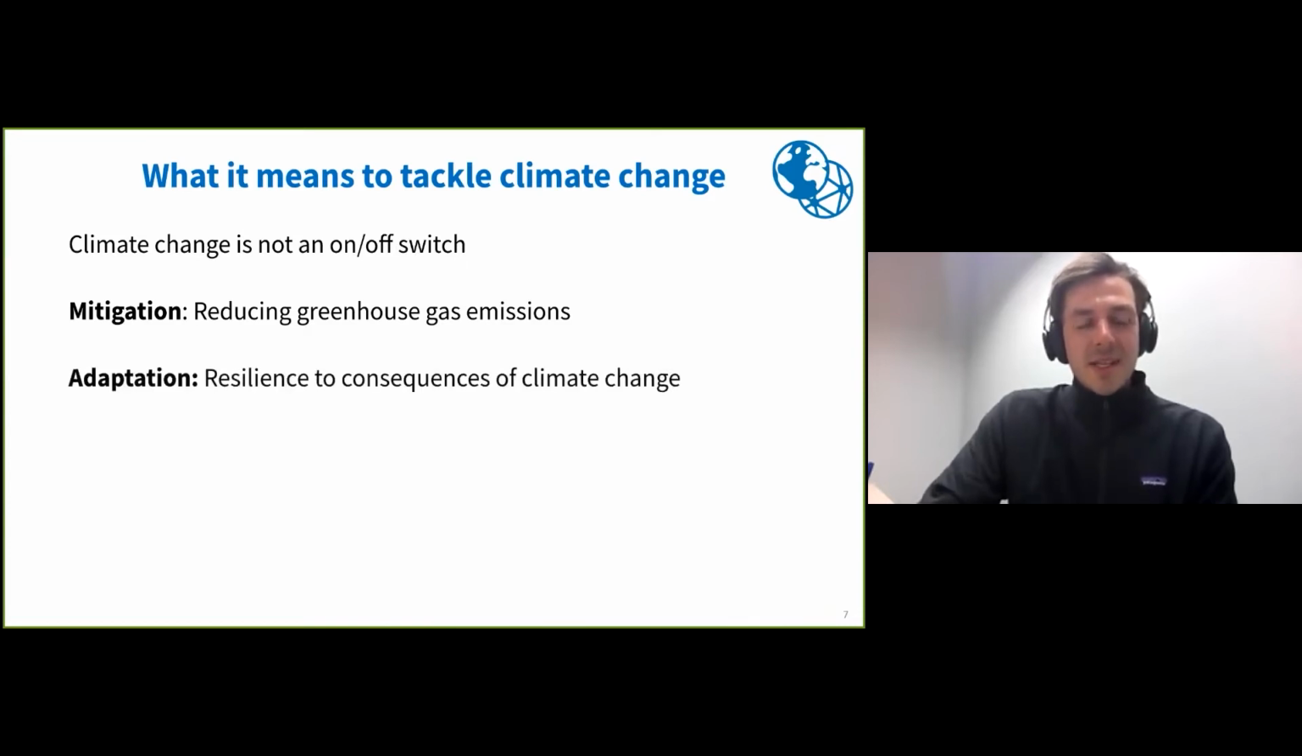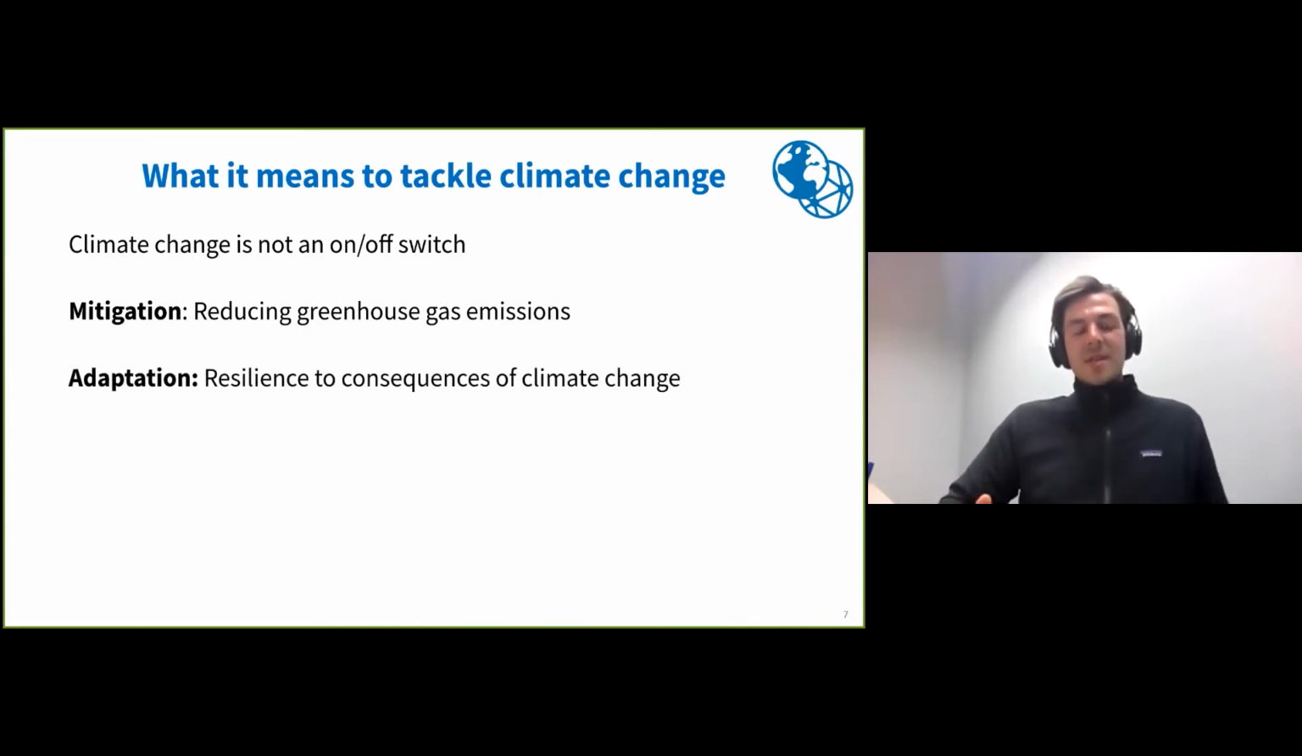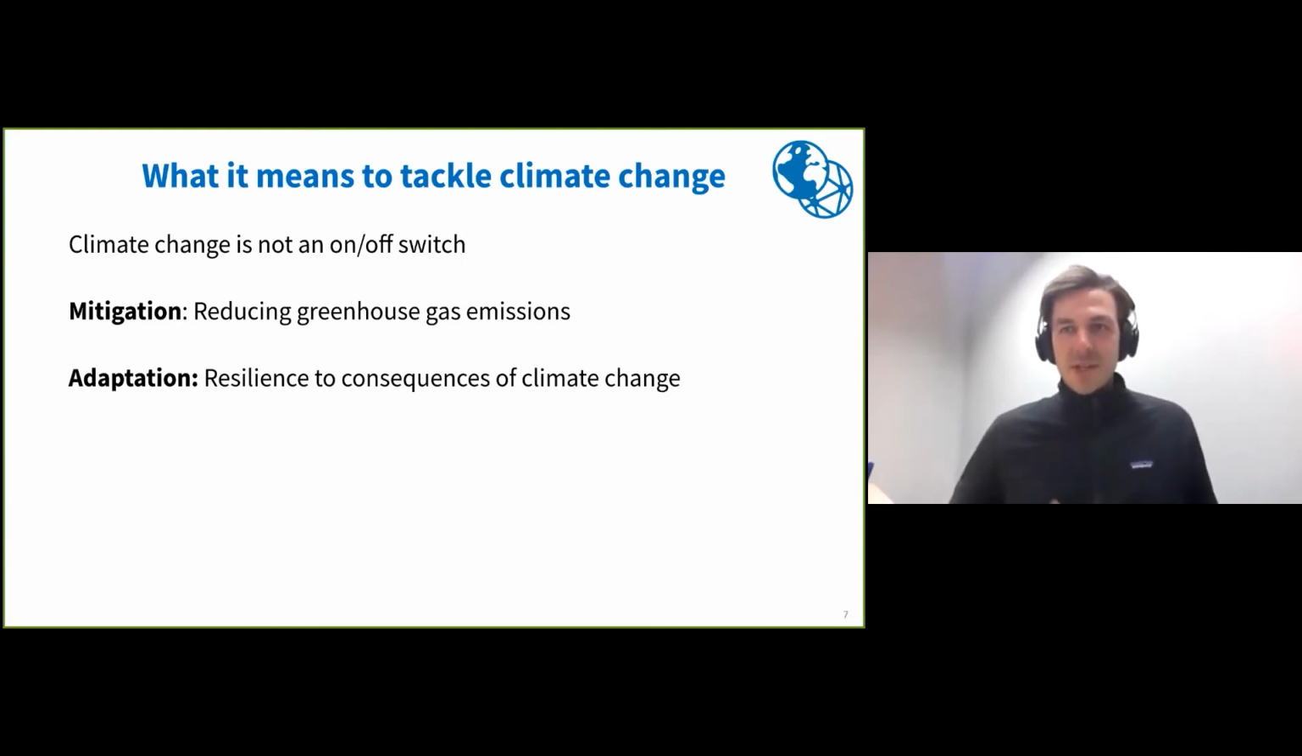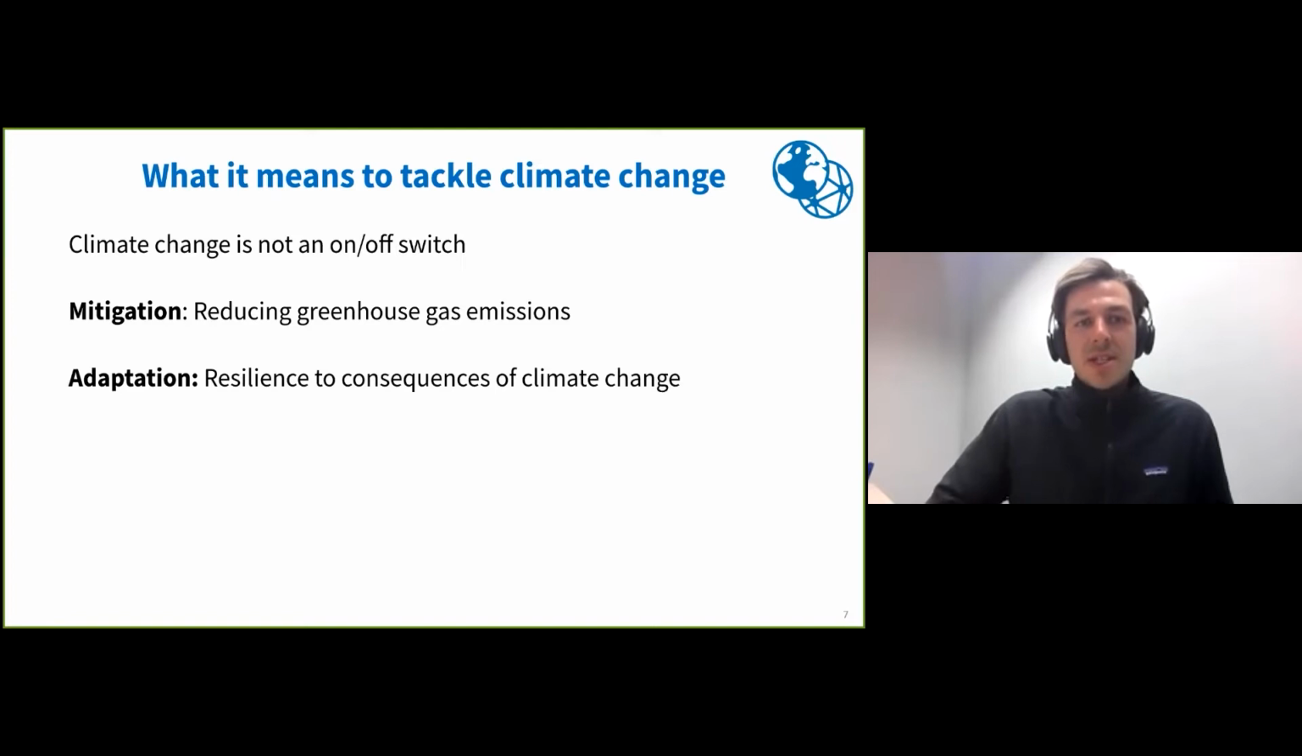Because we cannot really stop it anymore, we also have to work on climate change adaptation, meaning that we have to be more resilient to the consequences of climate change. For example, to extreme heat events, to floods. Here we have to develop maybe new crops that can grow under the new conditions. So these are the 2 main pillars that we have to work on. First, mitigation, and then second, also very important, is the adaptation.